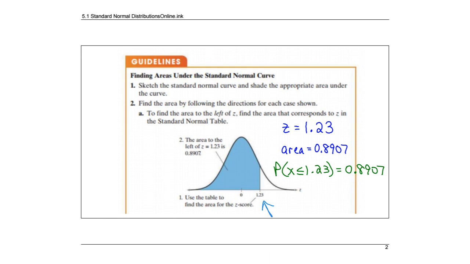So when we go into StatCrunch, we want to find the probability that x is less than or equal to, because we want to go to the left, 1.23. When we put that into StatCrunch, we get an answer of 0.8907. So that means all of this area here to the left of 1.23 is equal to about 89%.